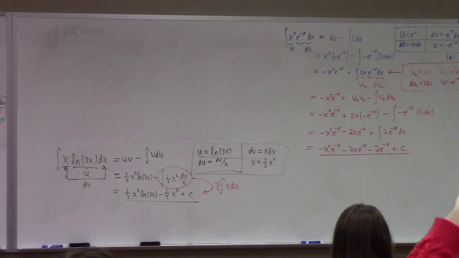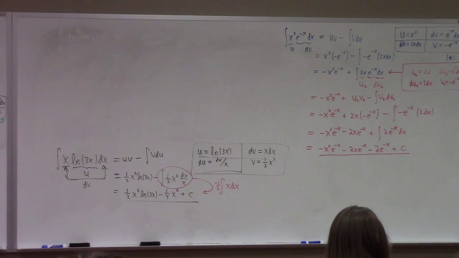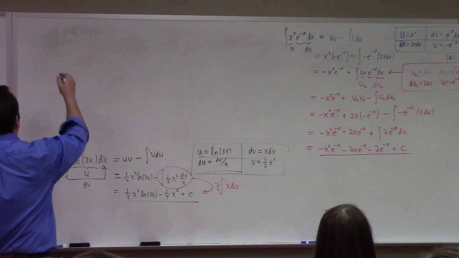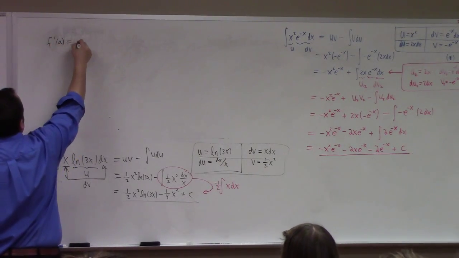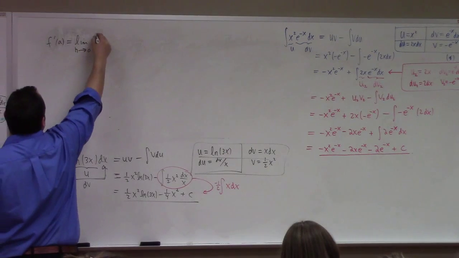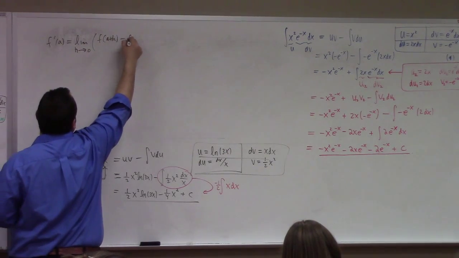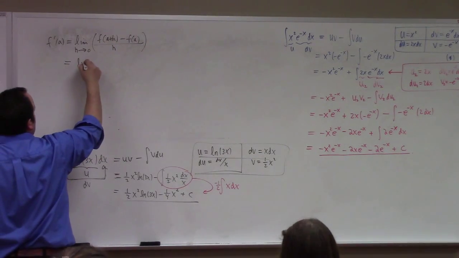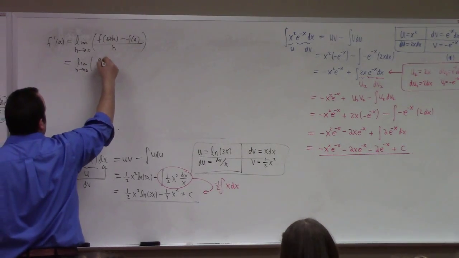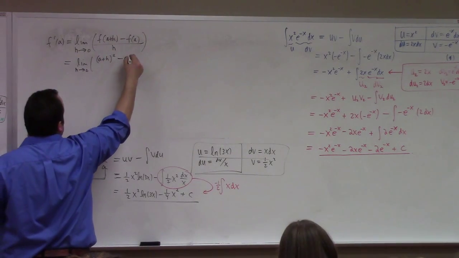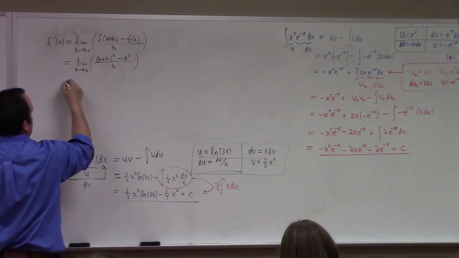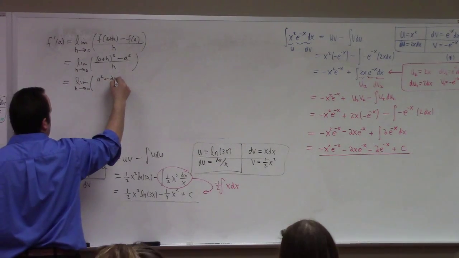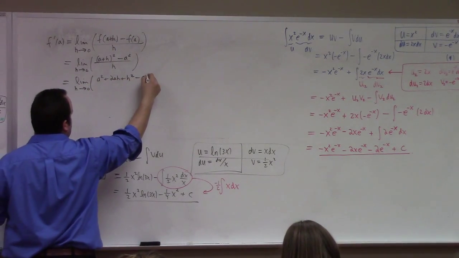There you go. Wait, is that the f of a minus f of h? If this board were cleaner, I wouldn't be able to do that. Remember, f prime of a is the limit as h goes to 0 of f of a plus h minus f of a over h, which for the f I have over there would be the limit as h goes to 0 of a plus h quantity squared minus a squared divided by h, which is the limit as h goes to 0 of a squared plus 2ah plus h squared minus a squared.